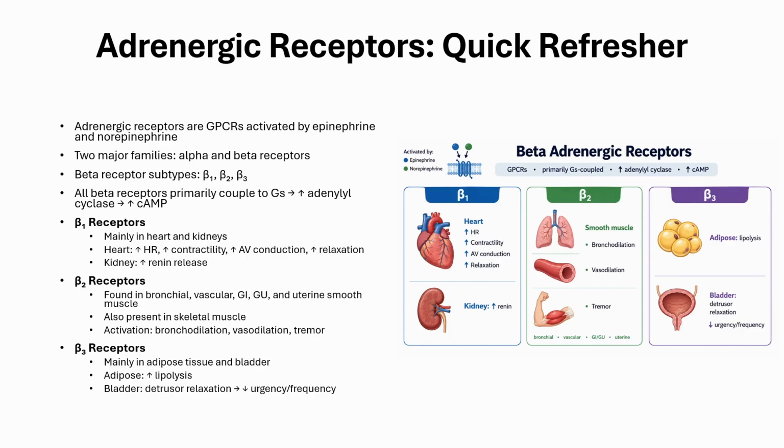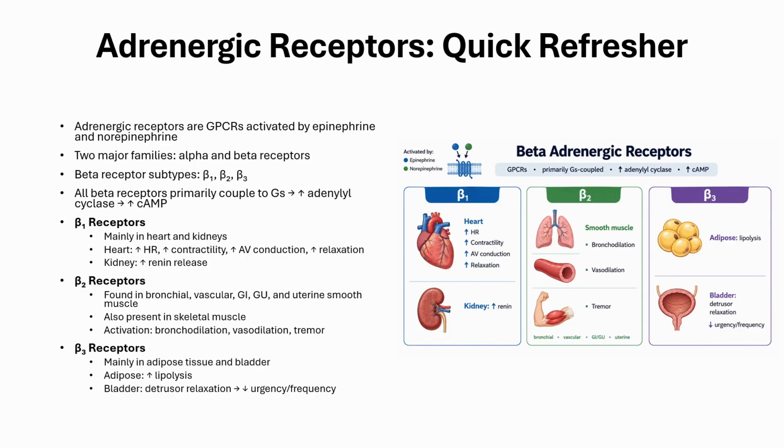Beta 1 receptors are highly expressed in the heart as well as the kidneys. Activation of beta 1 receptors in the heart produces positive chronotropic, inotropic, dromotropic, and lusitropic effects. In the kidneys, beta 1 activation stimulates renin release.